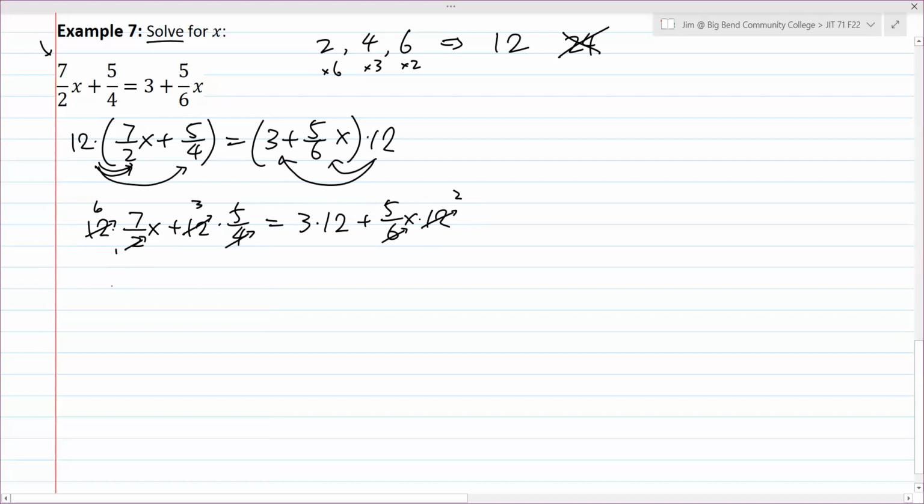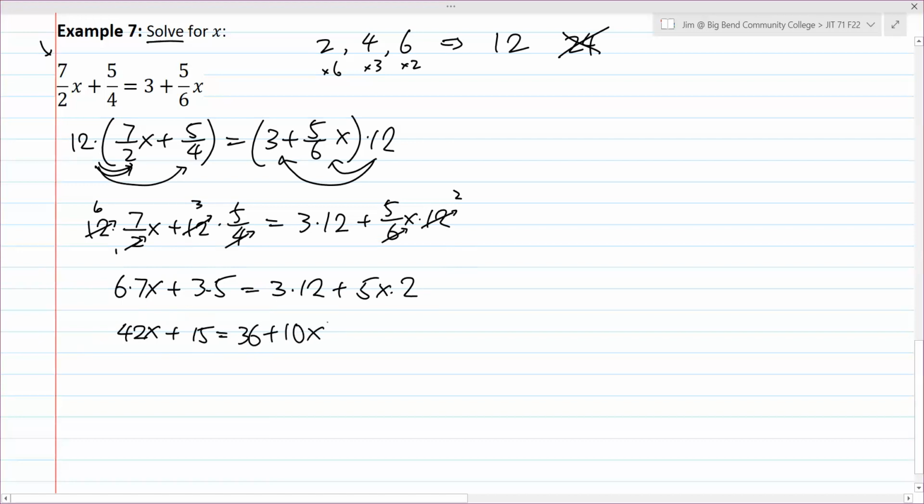Right. So the first term would be 6 times 7x. And then the second term would be 3 times 5. The third term is 3 times 12. And then the fourth term would be 5x times 2. Right. Now we have got rid of all the denominators. Rewrite the equation. You have 42x plus 15 equals 36 plus 10 times x.